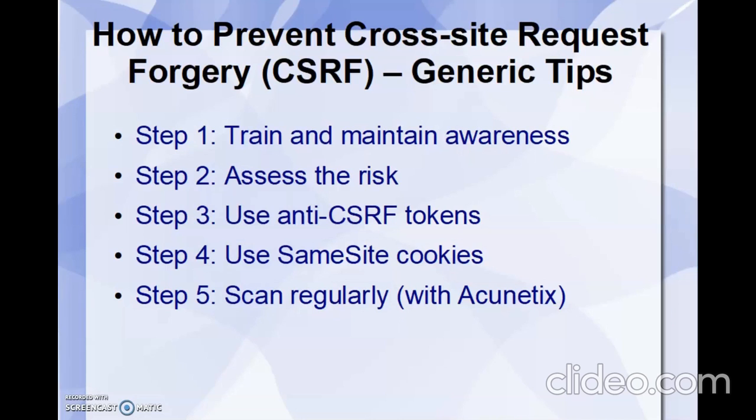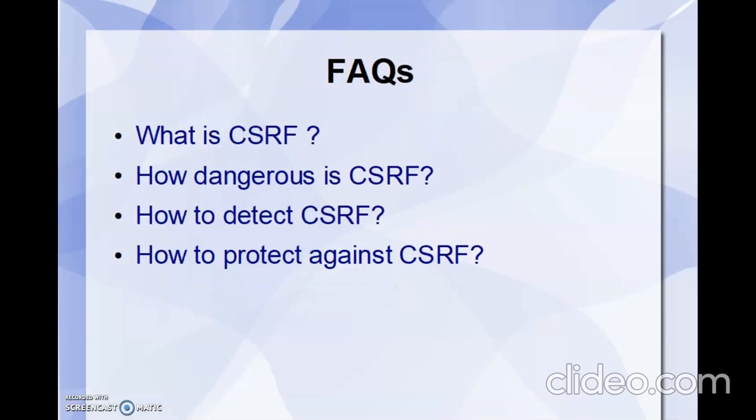Next would be to scan your web application with Acunetix. If you're using Jenkins, you should install the Acunetix plugin to automatically scan or to schedule your automatic scan for the web application. So these are some of the generic tips for how we can avoid CSRF attacks. And what we discussed in this tutorial was what a CSRF is, how dangerous it can be, what the detection mechanisms are, and what the protection layers against CSRF are.